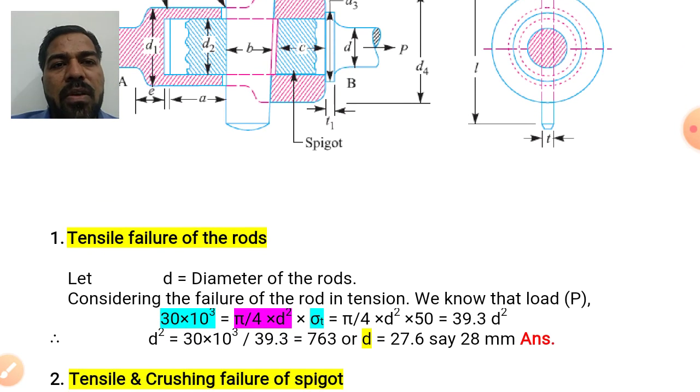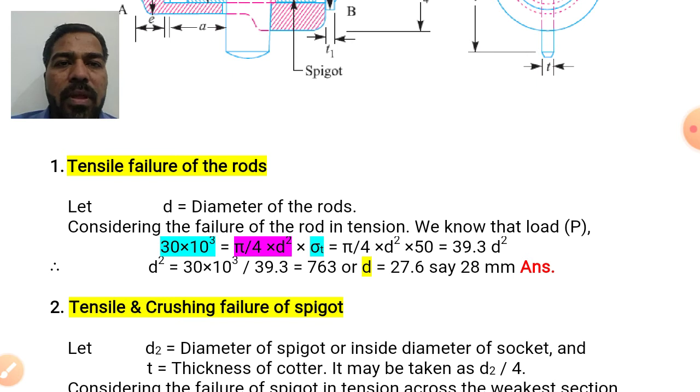So, tensile failure of the rod. Let us assume d is the diameter of the rod. Consider the failure of the rod in tension. We know that load P is equal to stress into area. So 30 into 10 to the power 3 is equal to pi by 4 into d square into sigma t. Putting in the value of sigma t, we obtain the diameter d is equal to 27.6, or according to standardization we can say the diameter is equal to 28 mm.